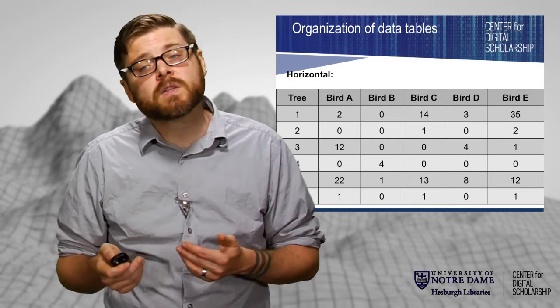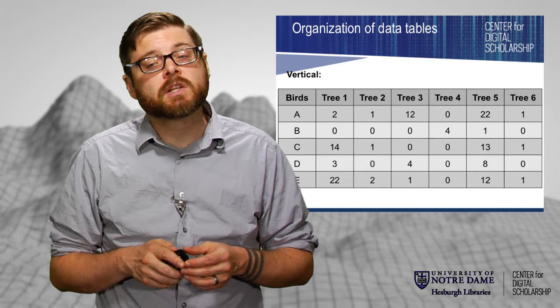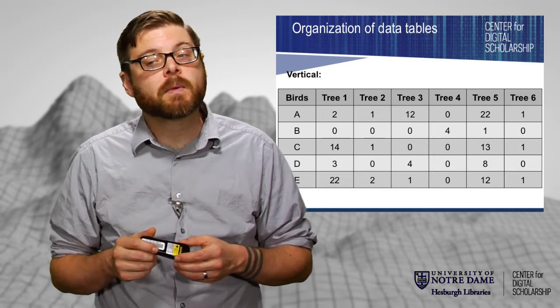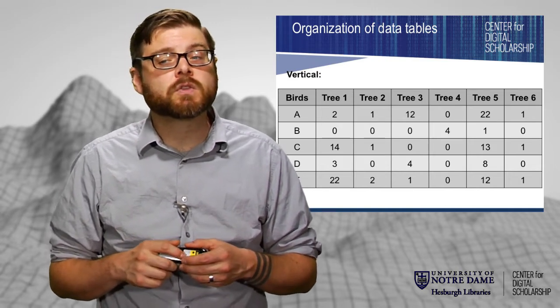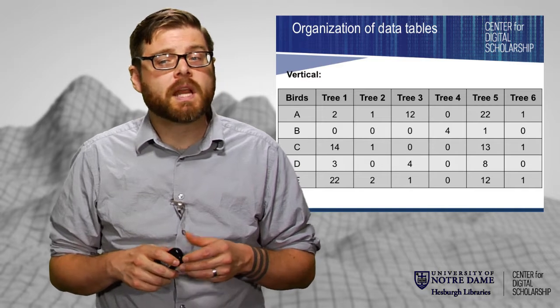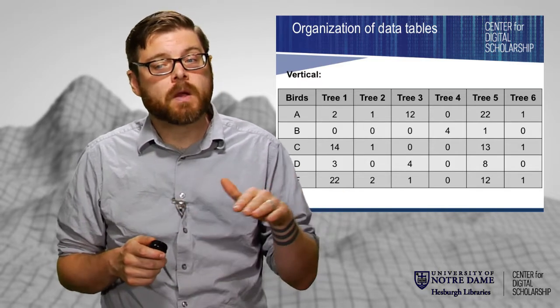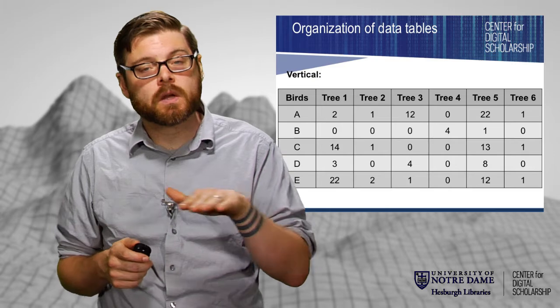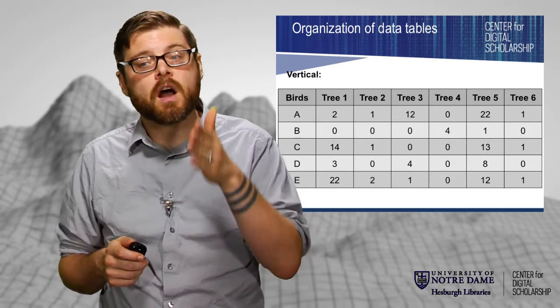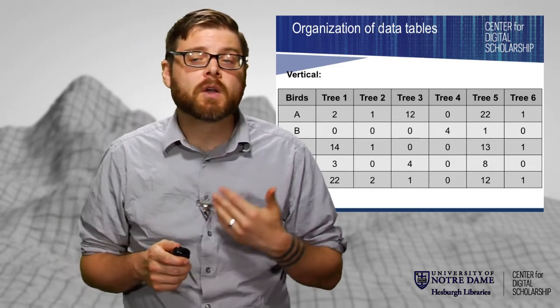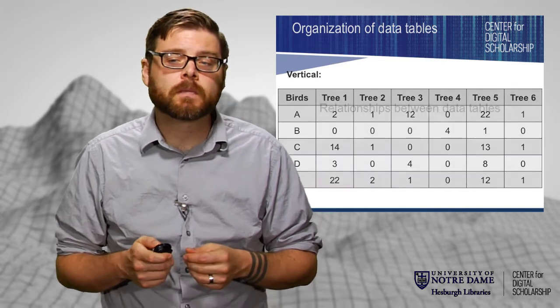But we could do it another way as well. We could have it so that for each bird, we had how many times it had been observed at each one of the trees. So we could have the birds be the records, and then the trees be the fields. We would call this a vertical organization.